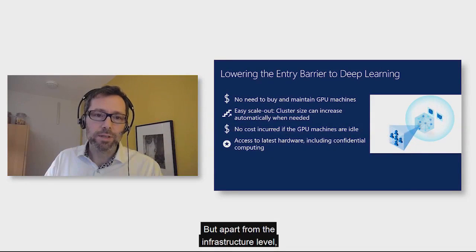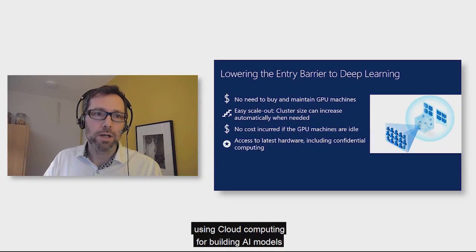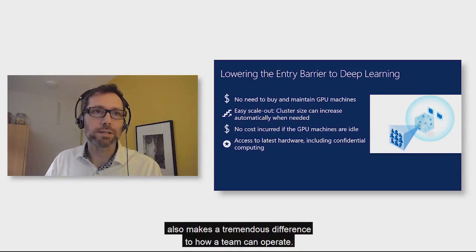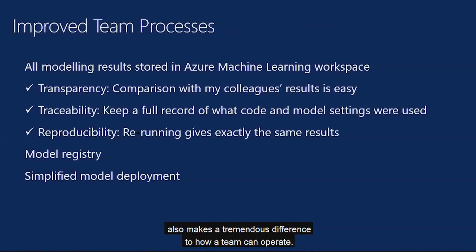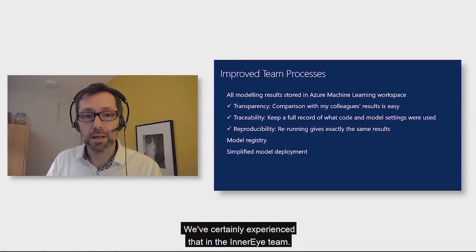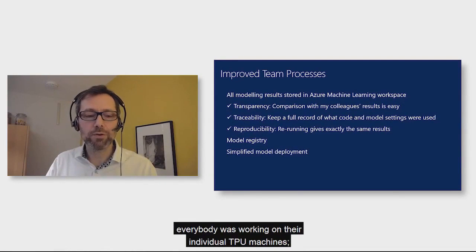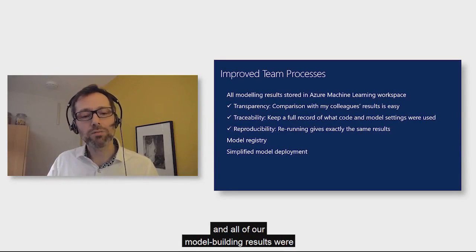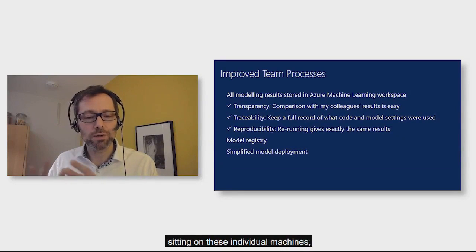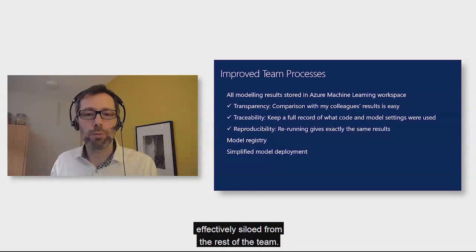But apart from the infrastructure level, using cloud computing for building AI models also makes a tremendous difference to how a team can operate. And we've certainly experienced that in the InnerEye team. So our previous workflow was pretty much that everybody was working on their individual GPU machines, and all of our model building results were sitting on these individual machines, effectively siloed from the rest of the team.